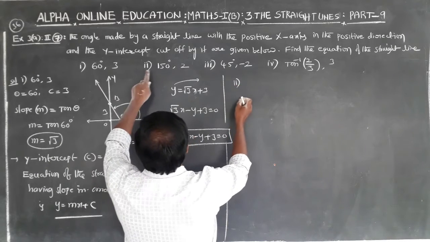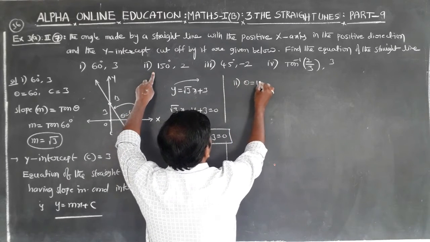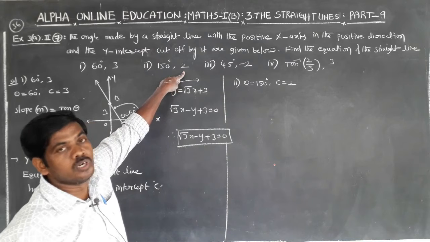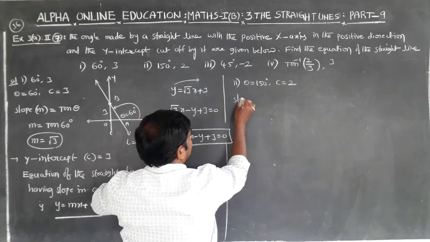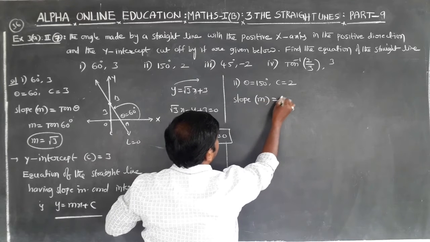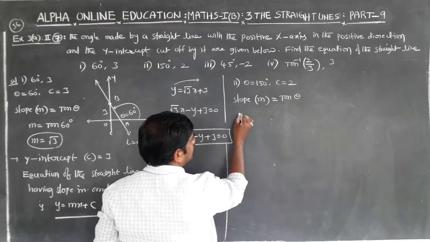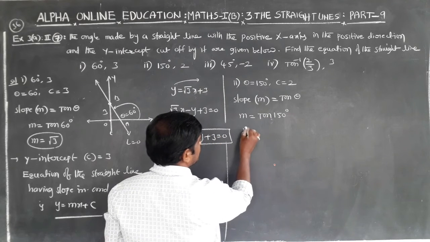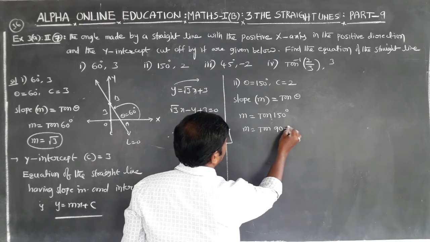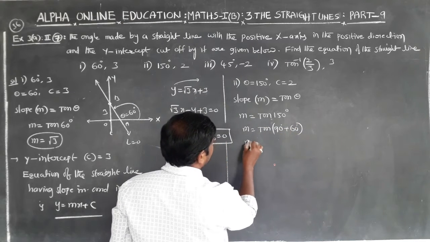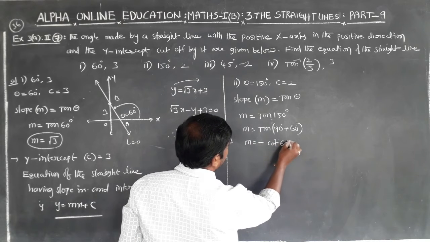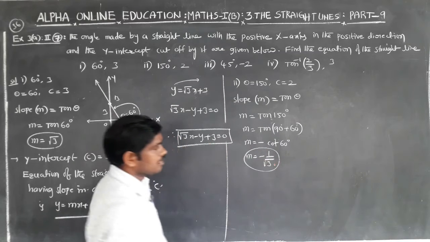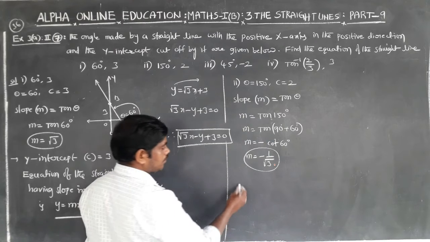Second one. Here angle theta is equal to 150 degrees. Y-intercept C is equal to 2. Here first of all find the slope. Slope m is equal to tan theta. M is equal to tan 150 degrees. Tan 150 degrees is tan of 90 plus 60, which is minus cot 60. Cot 60 is equal to 1 by root 3.